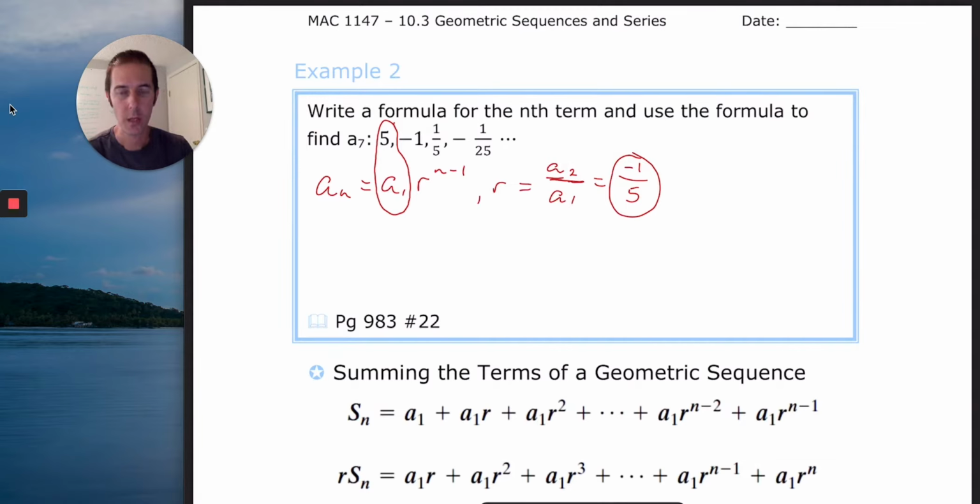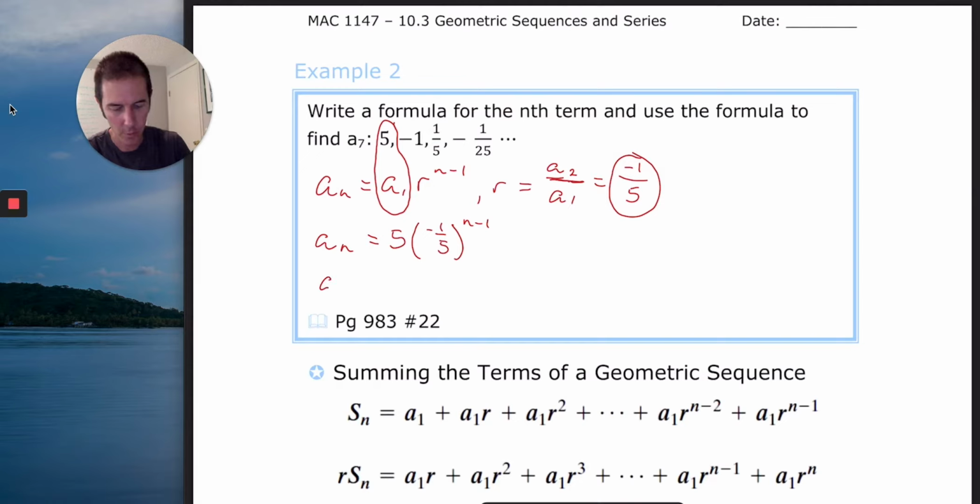So the formula for a general term in this problem is 5 times negative 1/5 to the n minus first power. And to find a sub 7, very straightforward. We take the 7, we plug it in for n here, because the question says a sub 7. If that n value is being replaced with a 7, then this one has to be replaced with a 7.